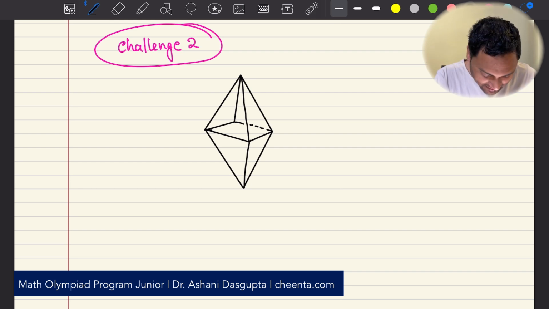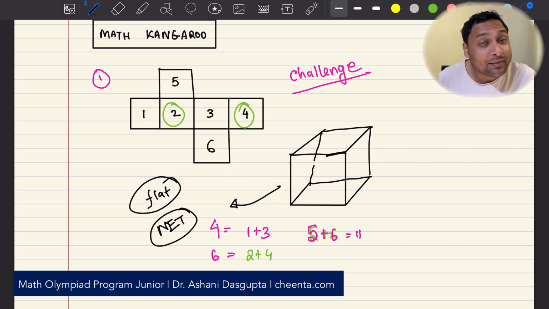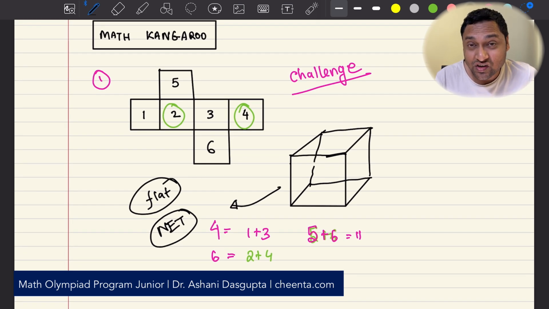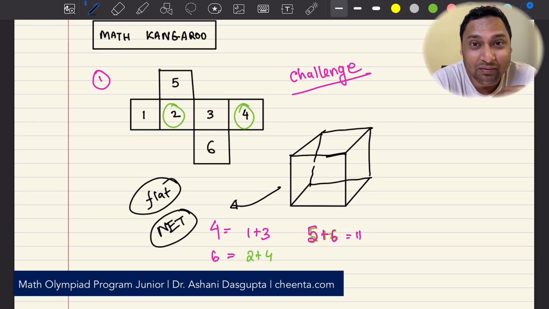All right? So these are the two challenges. I hope you like this problem. I hope you learned something from it, from the key observation, how to think about such solids. I hope you will be able to open up your minds and try some more beautiful problems.